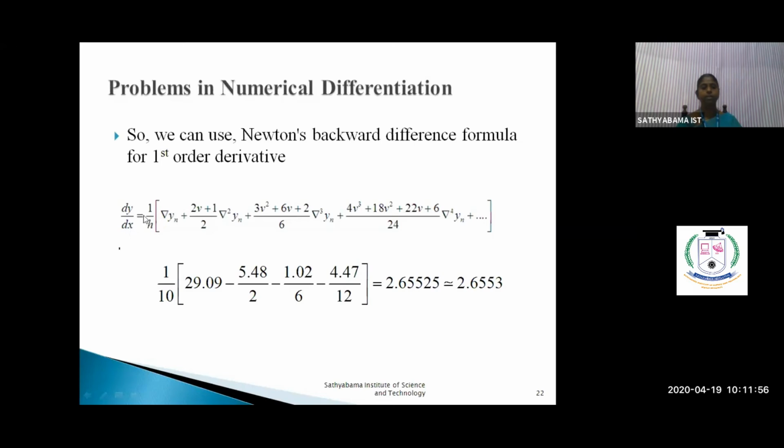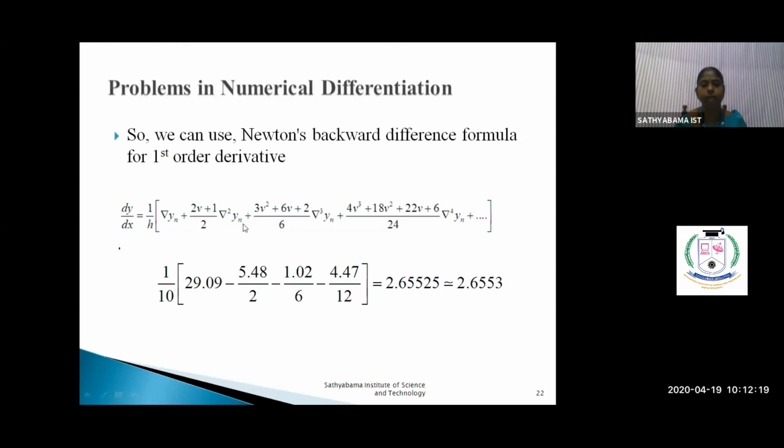dy by dx is equal to 1 by h [del yn plus (2v plus 1) by 2 del square yn plus (3v square plus 6v by 6 plus 2) del cube yn plus (4v cube plus 18v square plus 22v plus 6) by 24 del power 4 yn plus etc.] So this formula only we should use.